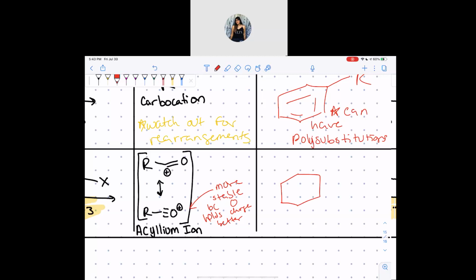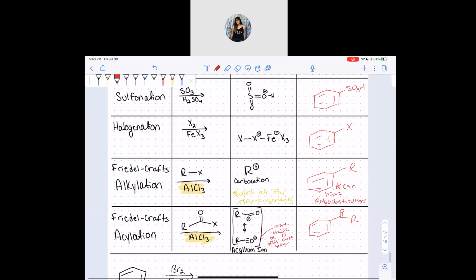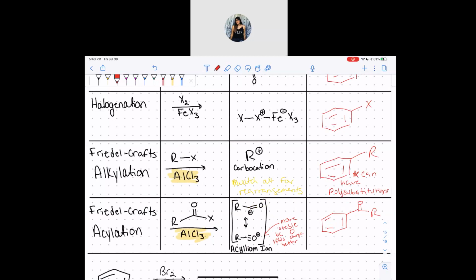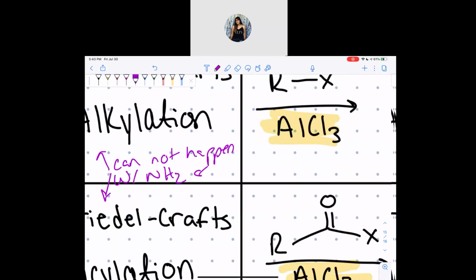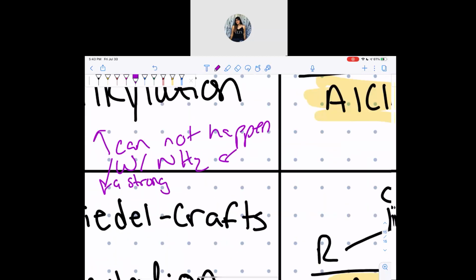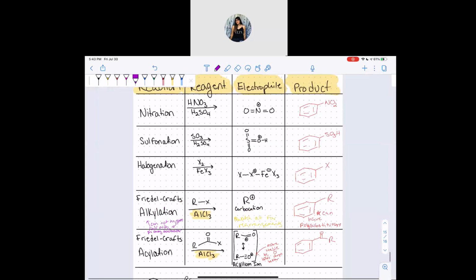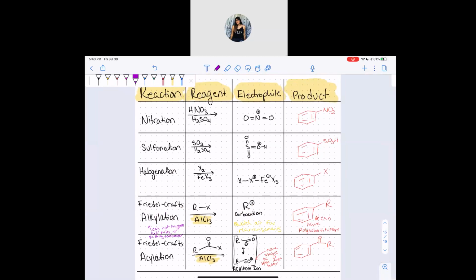Okay, so what we end up adding to the ring is the carbonyl and the R group. Something that's true of both Friedel-Crafts reactions: they cannot happen with NH2 or a strong deactivator. So if we have a strong deactivator or NH2 on the benzene ring, there will be no reaction.